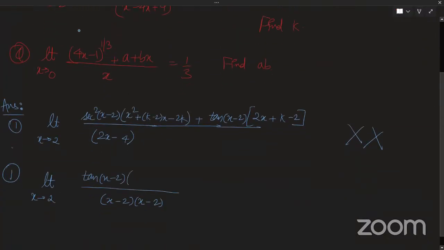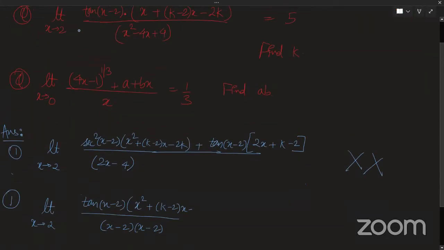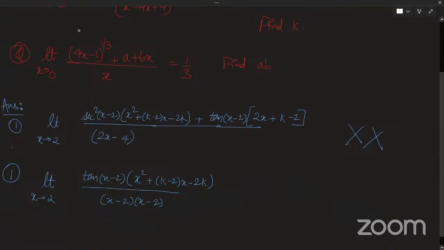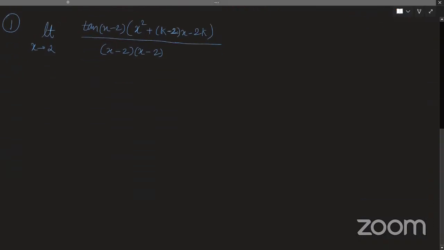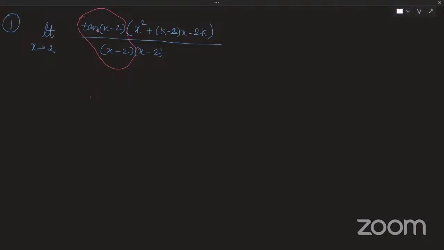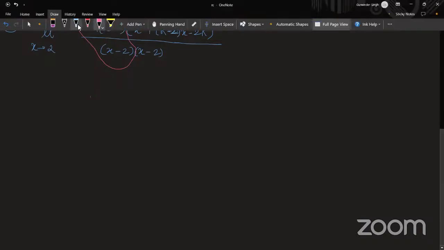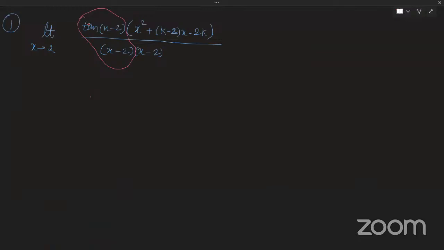After that, you have got x square plus k minus 2x minus 2k. So we can ignore tan, yes, that is what I was asking. So tan of x minus 2 divided by x minus 2: if x is tending to 2, x minus 2 is tending to 0. So it is basically tan x by x when x is tending to 0. This thing equals 1, right?